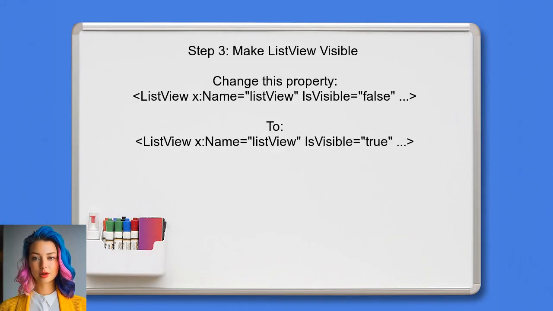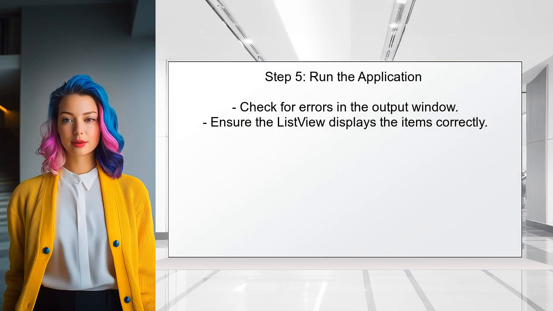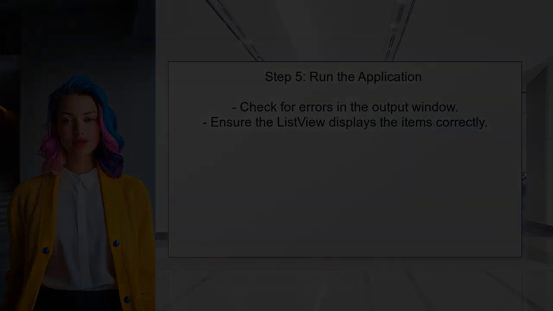Additionally, the user should ensure that the list view is visible. Currently, it is set to isVisible = false. This should be changed to isVisible = true to display the list view. Finally, the user should verify that the data is being populated in the observable collection. They can do this by adding more items to the recordings collection in the view model. After making these changes, the user should run the application again to see if the binding works correctly. If there are still issues, checking for any additional errors in the output window can help.